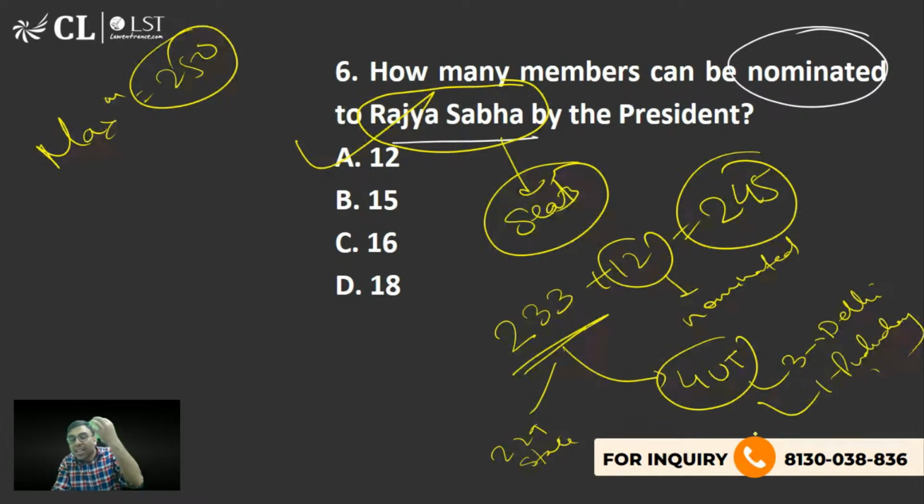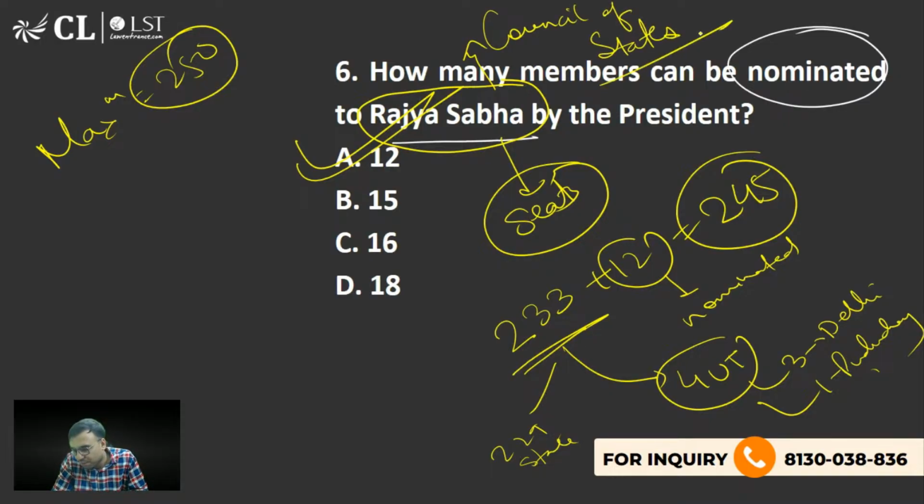So this can also be asked, is union territory represented in Rajya Sabha? Yes or no? Yes, there are 2 union territories, Delhi and Puducherry, which are represented in Rajya Sabha. ठीक है. और राज्य सभा का ऑफिशियल नेम जो आर्टिकल में मेंशन है वो है काउंसिल ऑफ स्टेट्स. This word is used in the Constitution of India instead of Rajya Sabha.